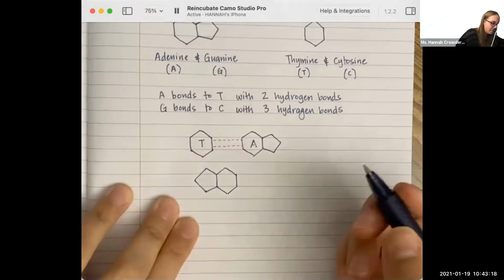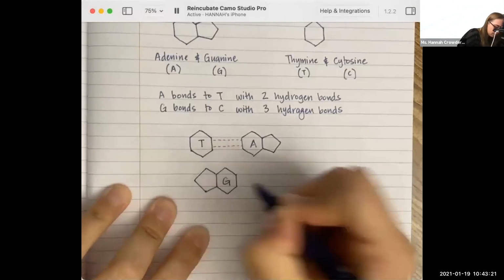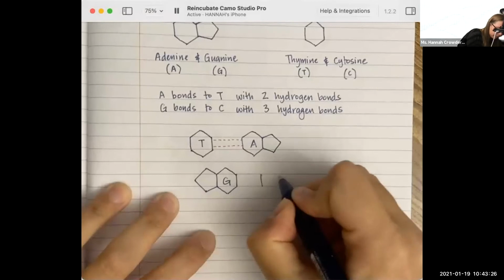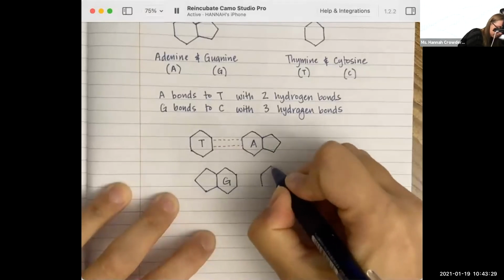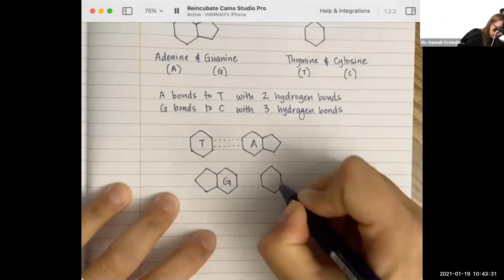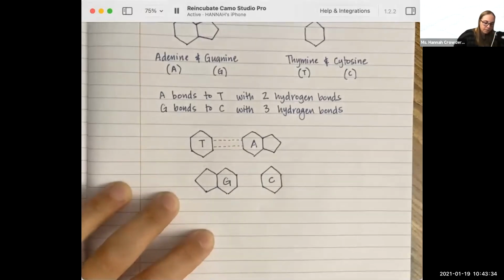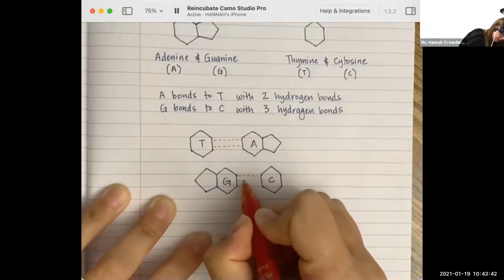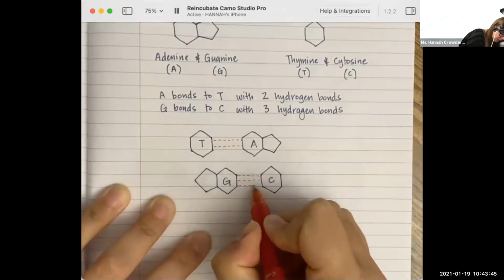So this one I'm going to call G. G is connected to C, always. And how many bonds are there? 3. So I'm going to draw 3 hydrogen bonds.